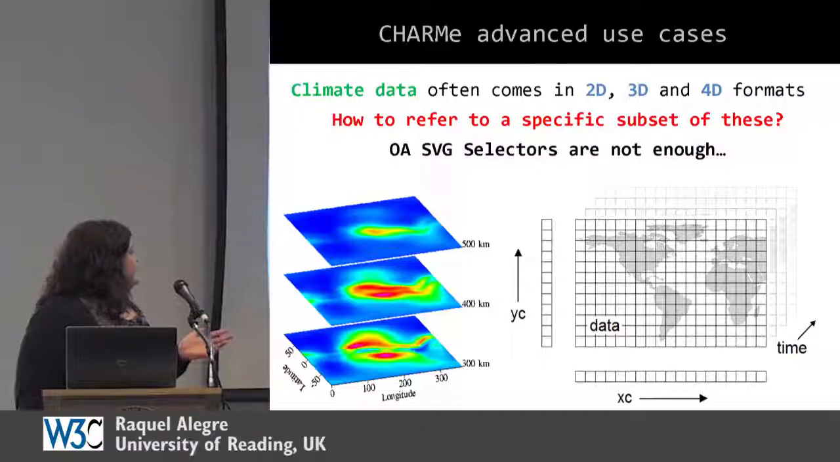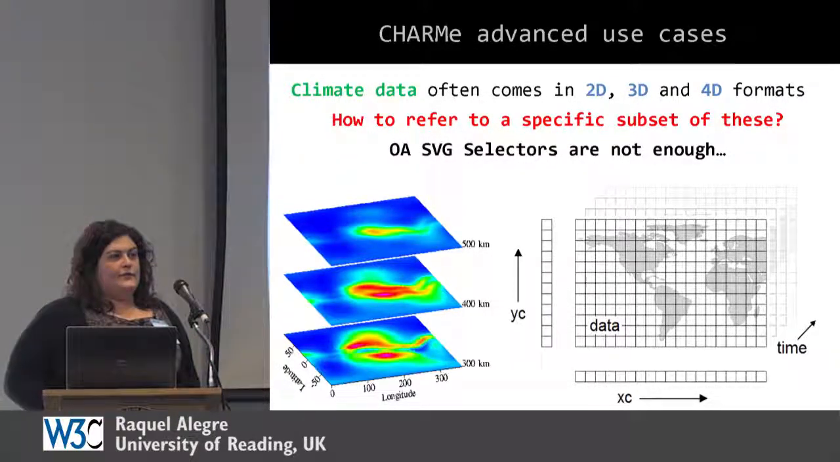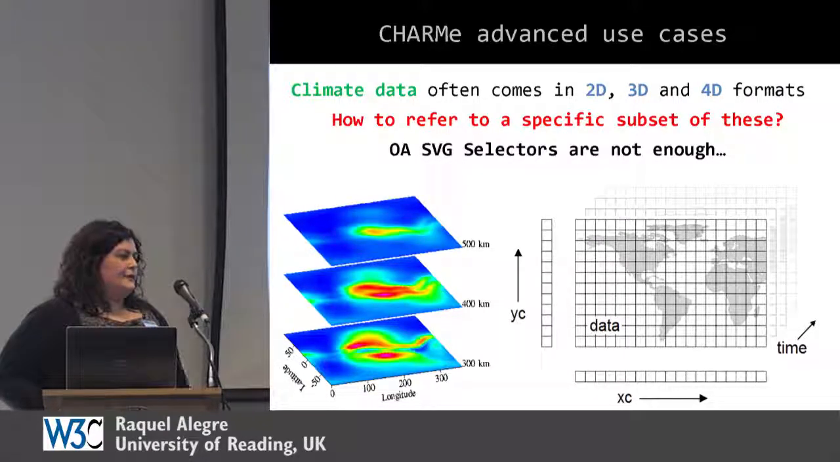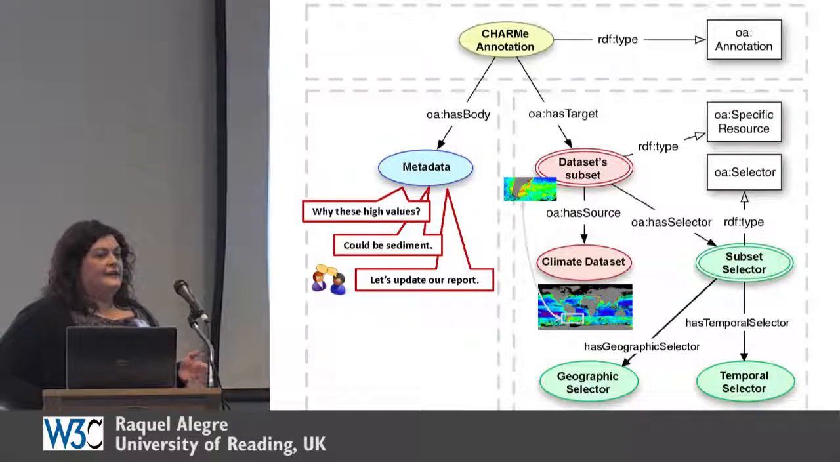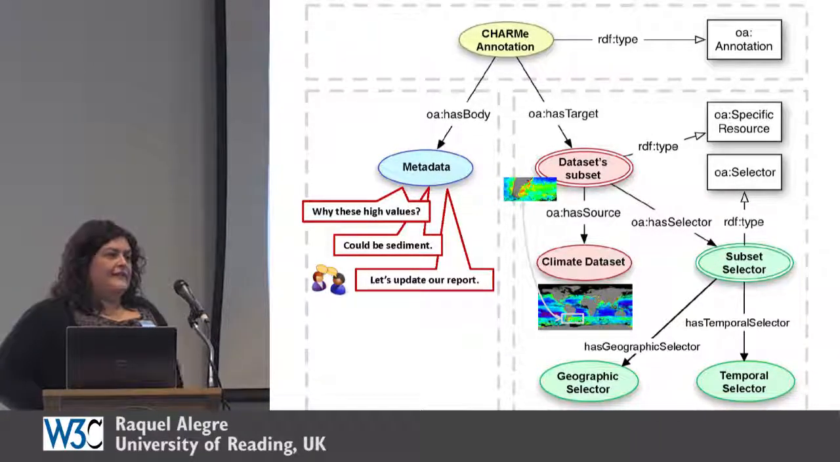But it's difficult to reference those as it is done in Open Annotation with SVG selectors. So we were thinking that probably it would be a good idea to add in the Open Annotation model some other selector for geographies. We could use, as the previous presenter said, something like the well-known text or something like that to refer to the geographic areas, and also something to refer to temporal subsets of these.